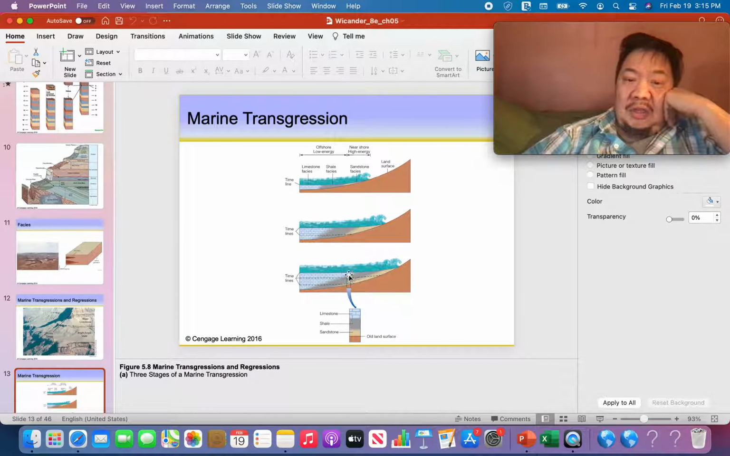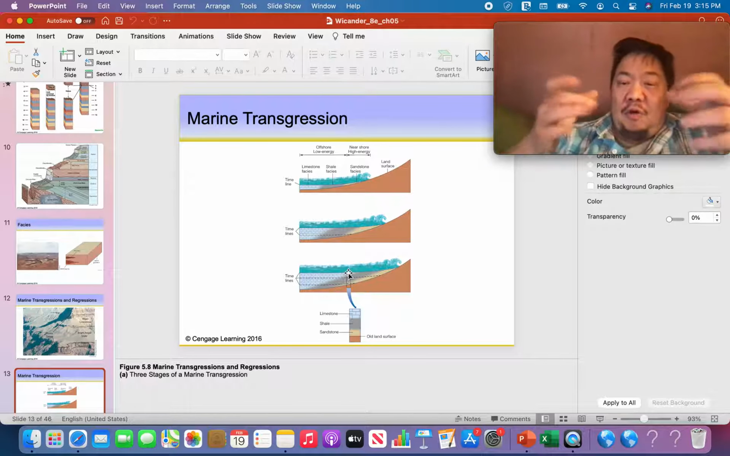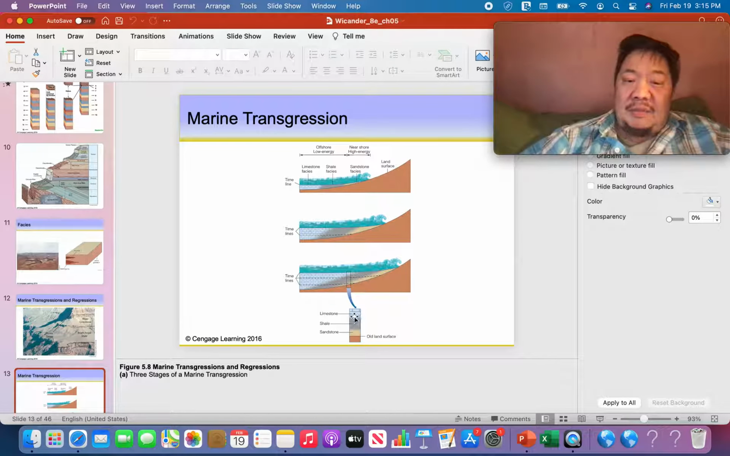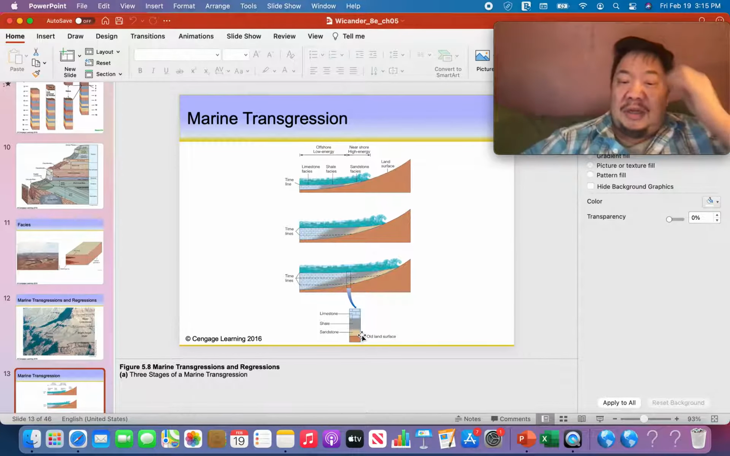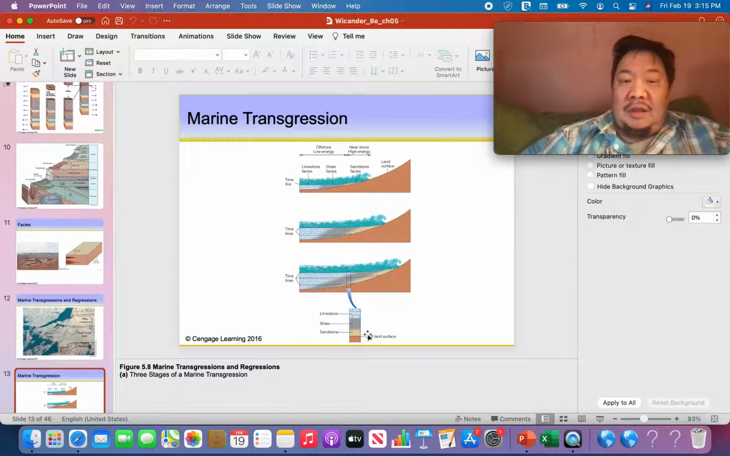So let's say we took a section of rock right here. This is called a drill core. We could drill into the earth and cut out a core of rock. What we'd see on top is limestone. On the bottom of that is shale, and at the bottom of that is sandstone. Sandstone is coarser grained. It's got bigger particles in it than limestone or shale. So this type of sequence is called a fining upward sequence.